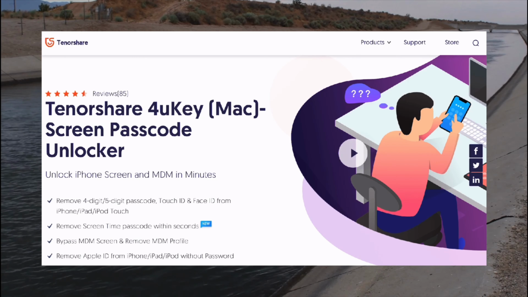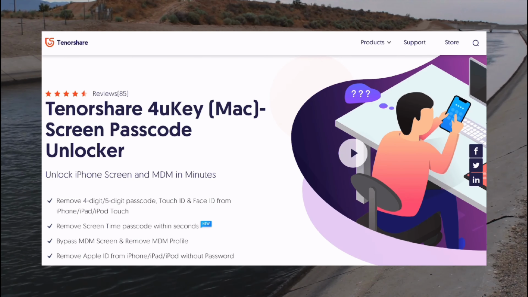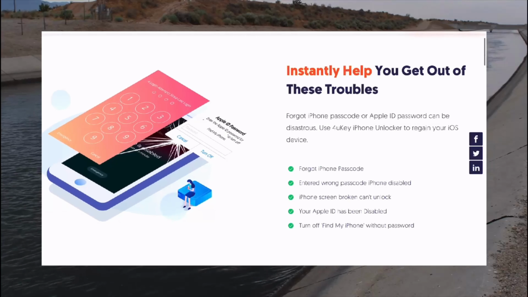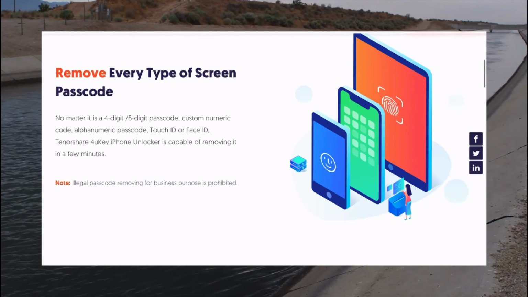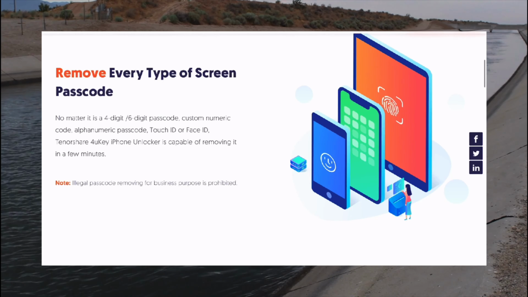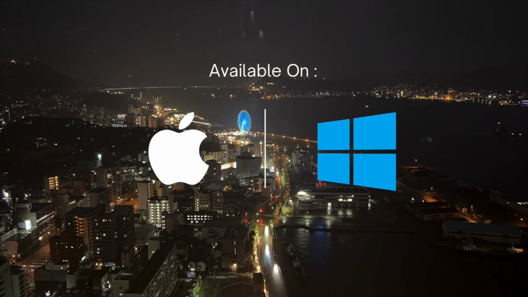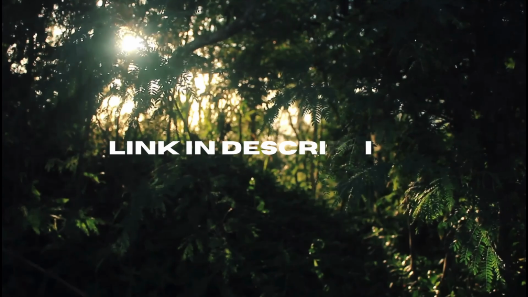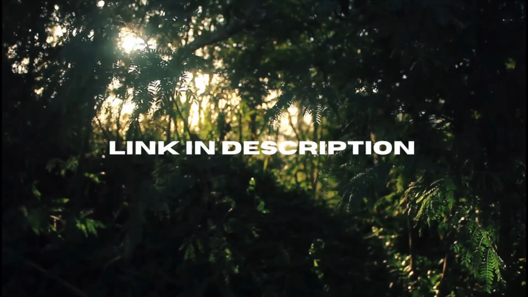And talking about the software itself, the 4UKey software is a reliable and efficient tool that helps one easily bypass the iPhone screen lock that is protected by Face ID, Touch ID or even a 4 or 6 digit PIN. The software is available for both Windows and Mac, and the link to the software is in the description down below, so don't forget to check that out.